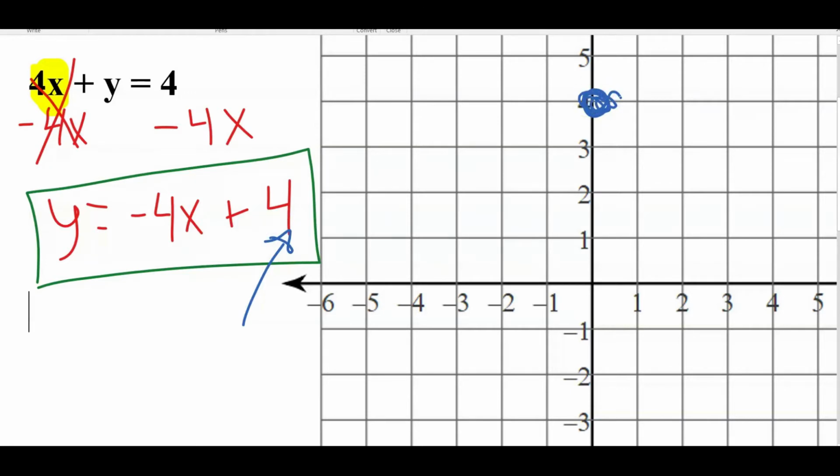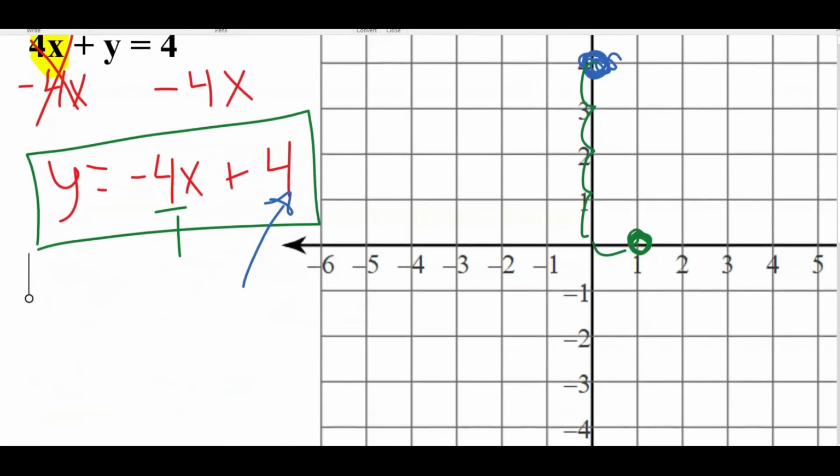And this negative 4x, that's my slope. And you remember, if it's a slope, I can always put a 1 under it if it's a whole number. So my slope is negative 4, or negative 4 over 1. That means I'm going to go down 4, right 1, and put my first dot. And that's how I would graph this line. So my line is just going to go between those 2 points. This is a negative slope, so my graph will look like this.